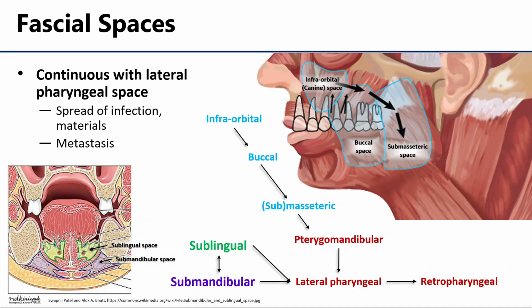Again, these communications provide a pathway for the spread of infection and metastasis, and the lateral pharyngeal space provides a direct pathway into the retropharyngeal or the danger space that leads into the thorax. So you'll need to be very cognizant of infections that might occur here, and that's going to include infections of the mandibular teeth.